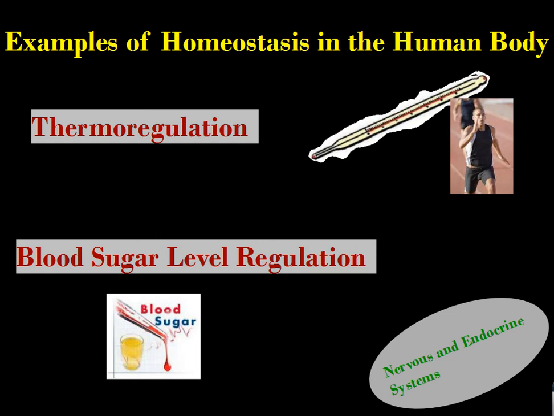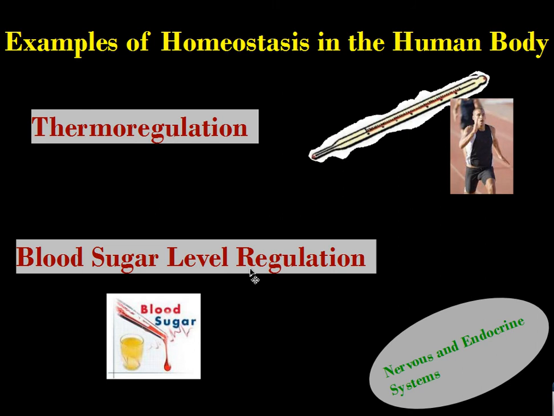Examples, thermal regulation being body temperature control. You'll see as this runner begins to run, his body temperature is going to increase beyond 98.6, so there's got to be a mechanism in order to cool that body temperature off.